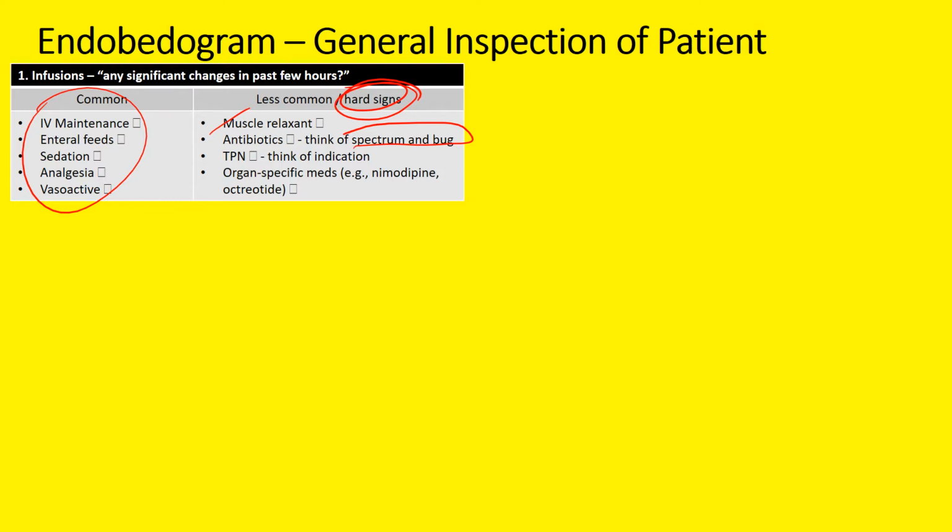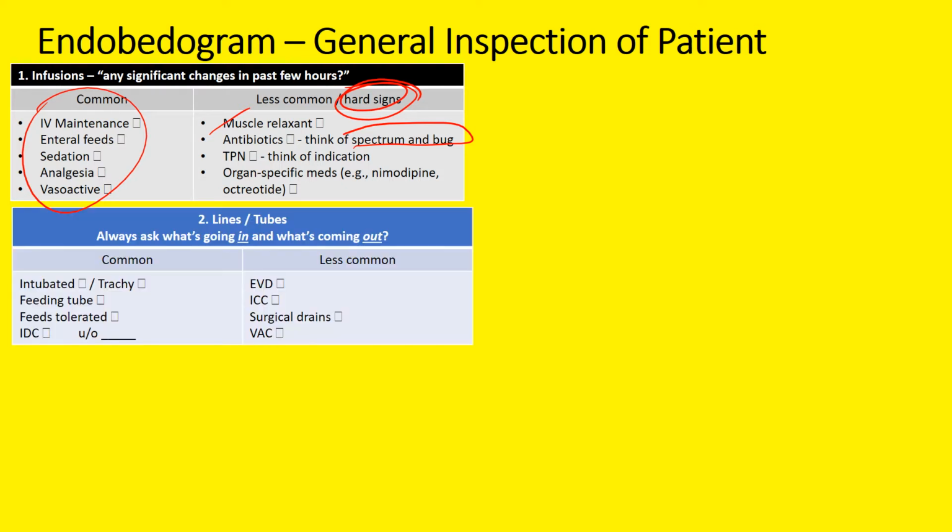Then TPN, there are very few signs now for TPN unless you're a surgeon. And then some of the organ-specific indications, so nimodipine, octreotide, terlipressin, all of these things are giveaway signs. Then lines and tubes. Always ask what's going in and what's coming out. Both of these are extremely important. Trace both sides of the line into the body and out. Common things are tubes, feeding tubes, etc. The less common things are EVD, surgical drains, back dressings, fasciotomy wounds, whatever.